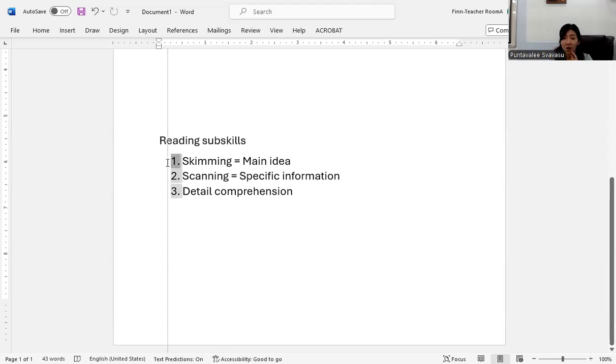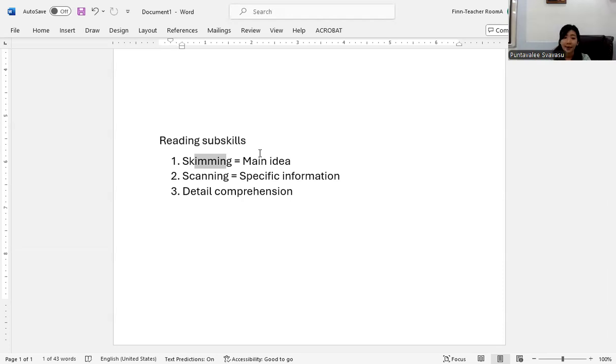The first one is called skimming. When you skim, it means that you just want to get the main idea. You just want to know the whole vibe of what they talked about.